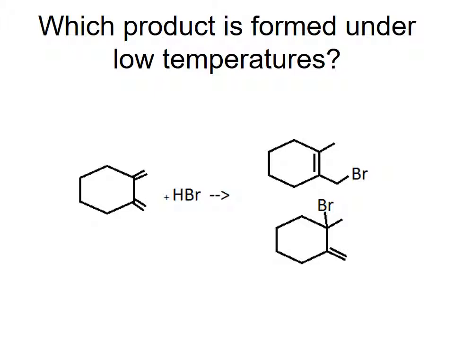Which product is formed under low temperatures? Low temperatures cause the kinetic product to form. The kinetic product is 1,2, the less stable but faster formed product. And that is the low temperature product.